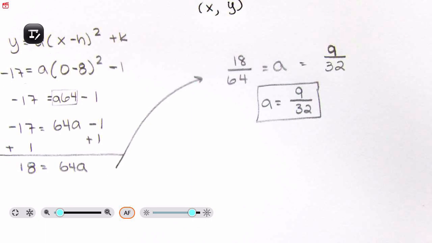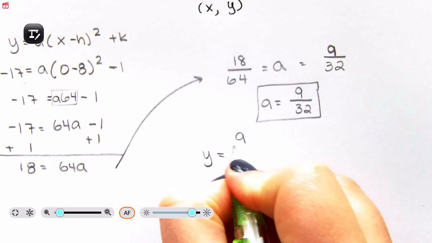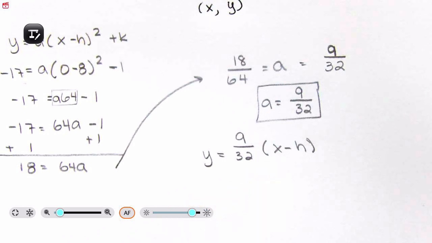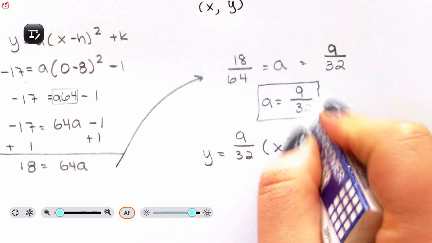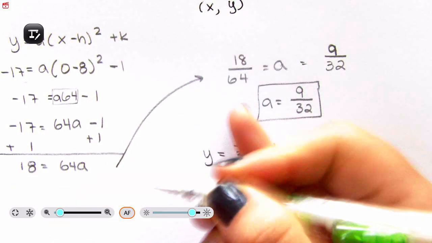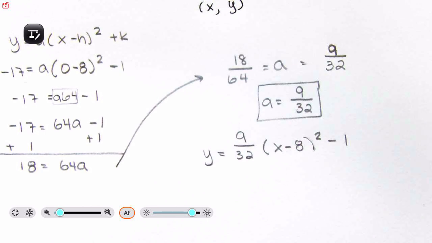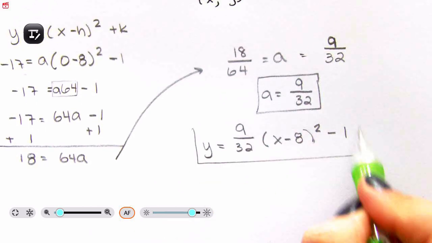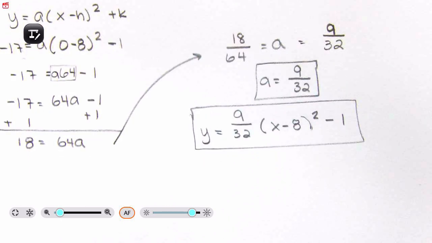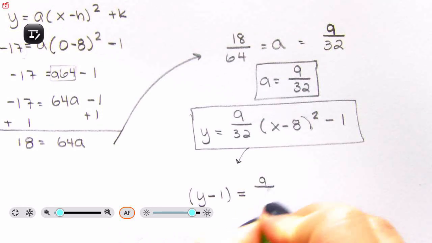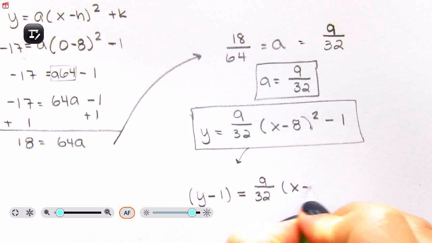And we're going to finish our equation by saying y equals 9/32 times x minus h. Ooh, we know what h is. H was, what was it? 8 squared minus 1. And again, depending on your teacher and how they want you to write your equations, if we wanted to go back to standard equations, then we would say y minus 1 is equal to 9/32 times x minus 8 squared.